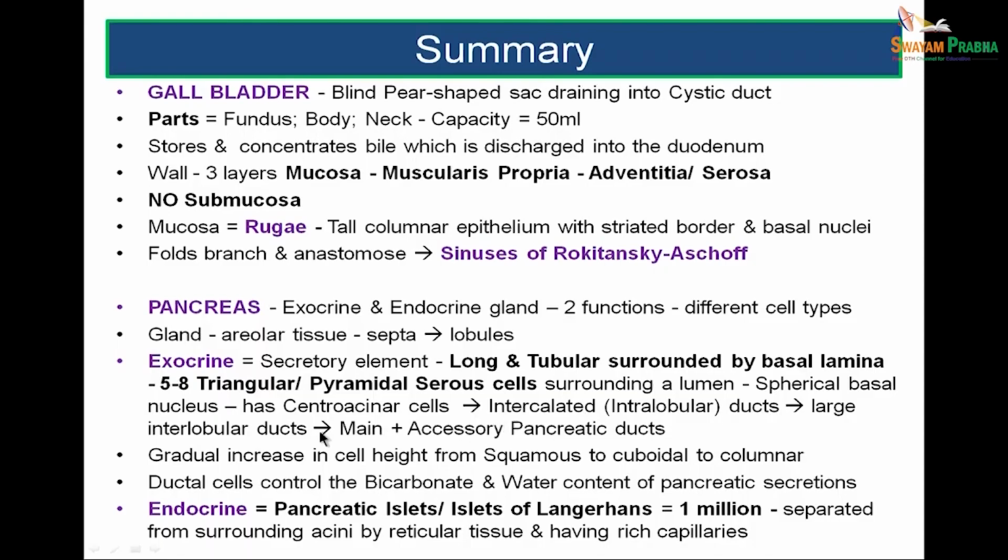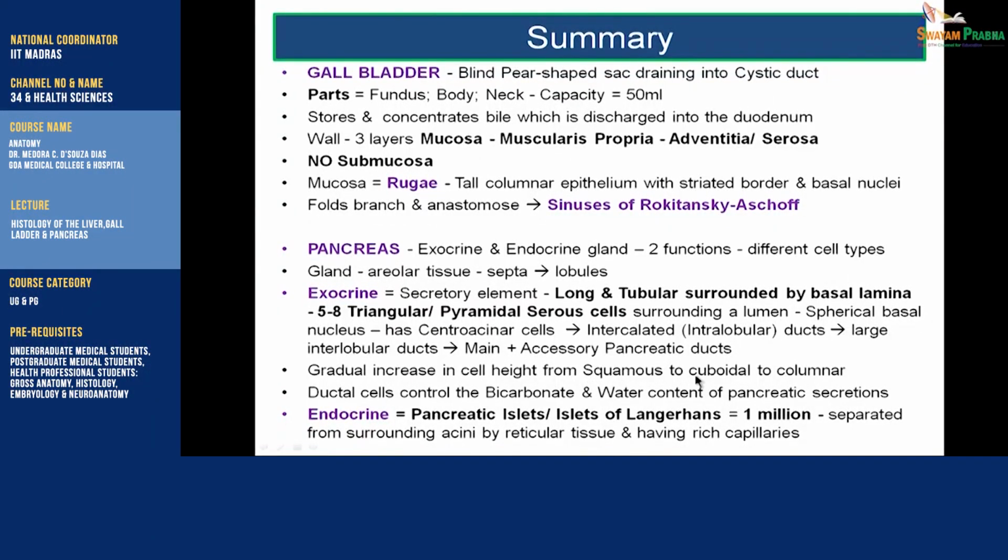This drains into large interlobular ducts and ultimately the main and accessory pancreatic ducts. There is a gradual increase in height from squamous in the smallest duct, to cuboidal and then columnar in the largest ducts. Ductal cells are important. They not only contain the secretion, but they also control the bicarbonate and water content of pancreatic secretions.